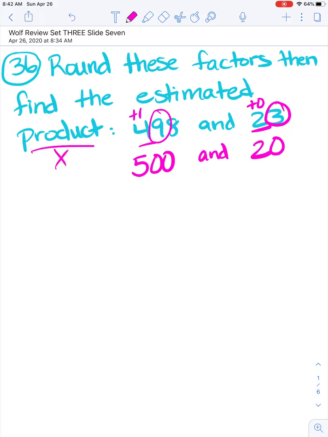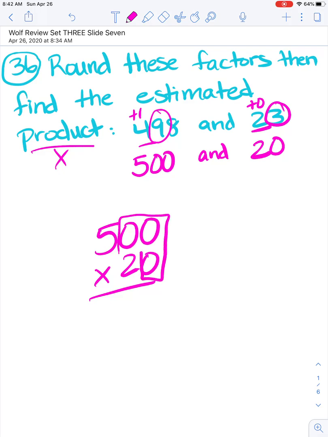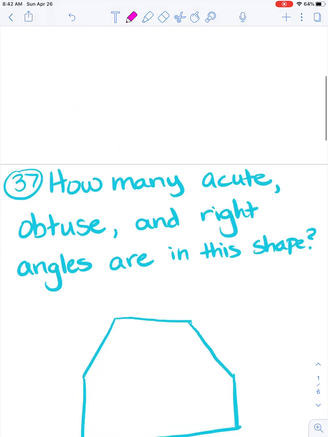So then we're going to find the product. Product means multiply. So we're going to take 500 and we're going to take 20. And I have 3 zeros. I can box them, cross them, bring them down. And then 5 times 2 is 10. So my estimated product is 10,000.